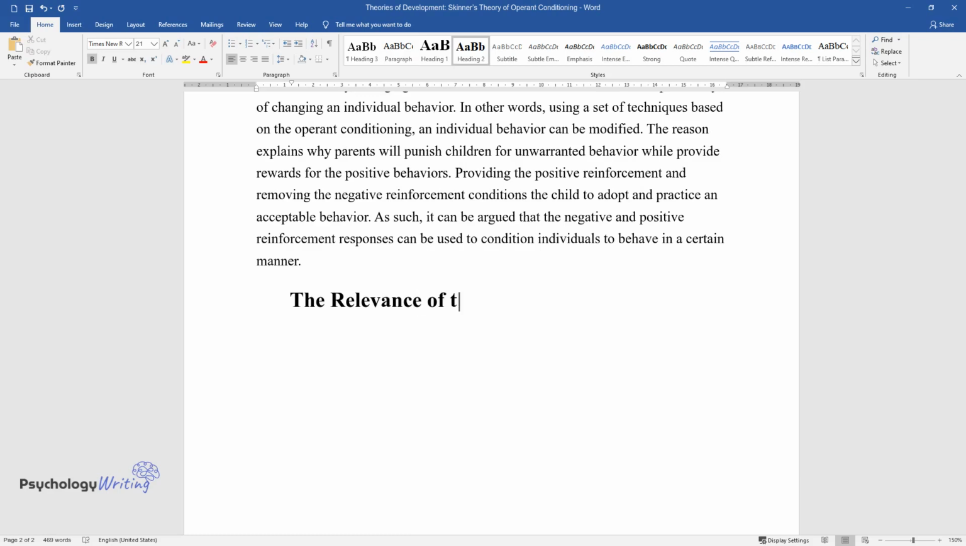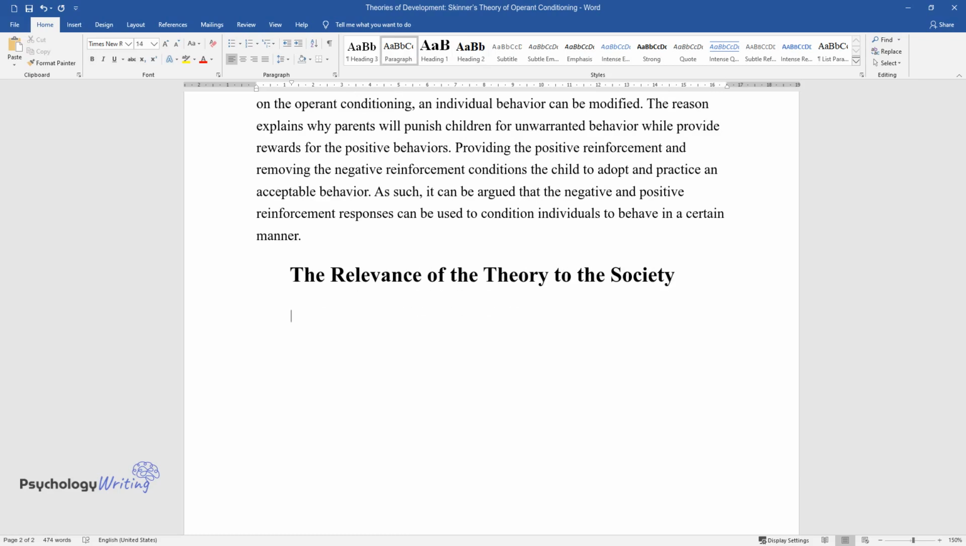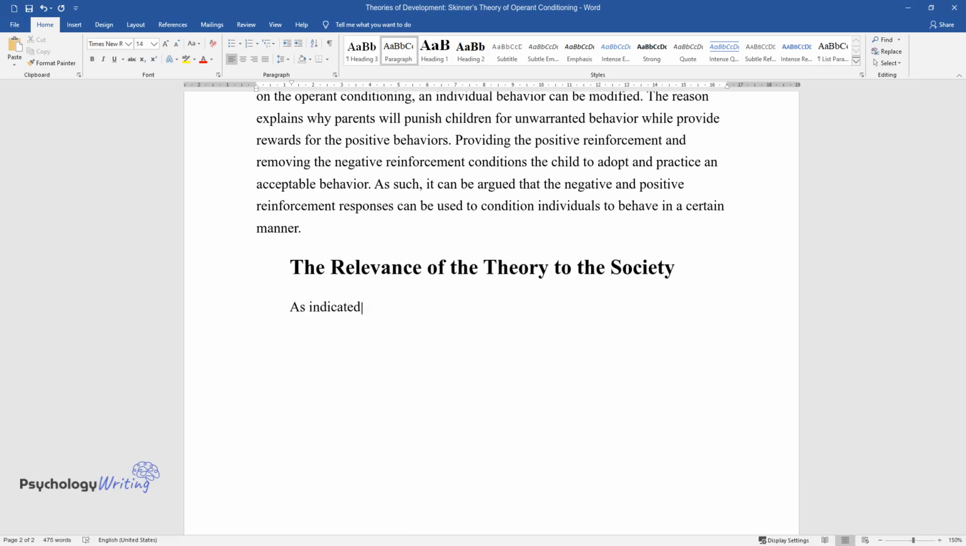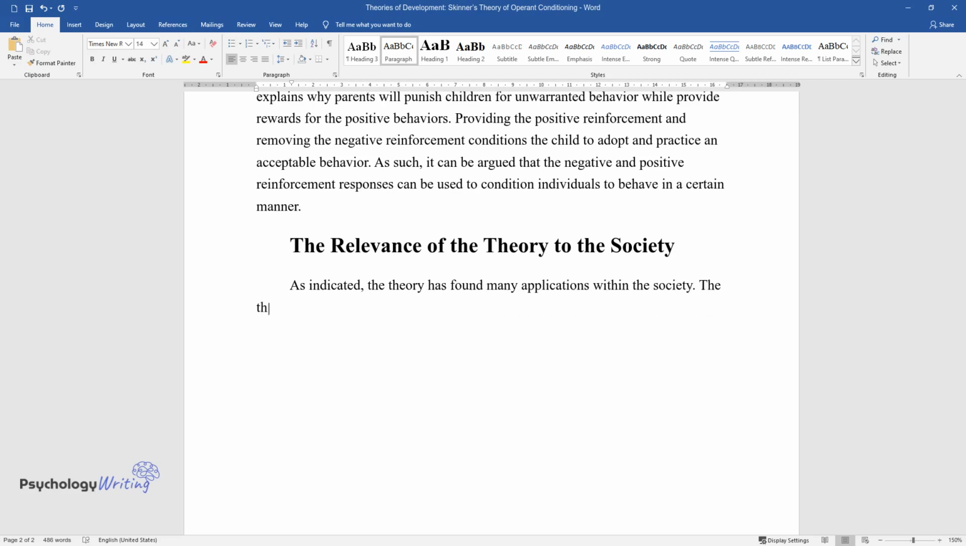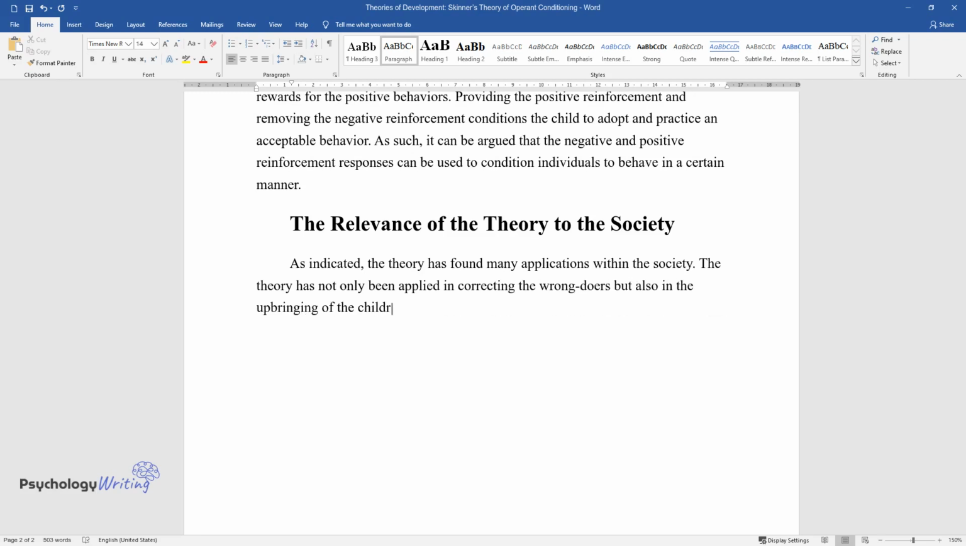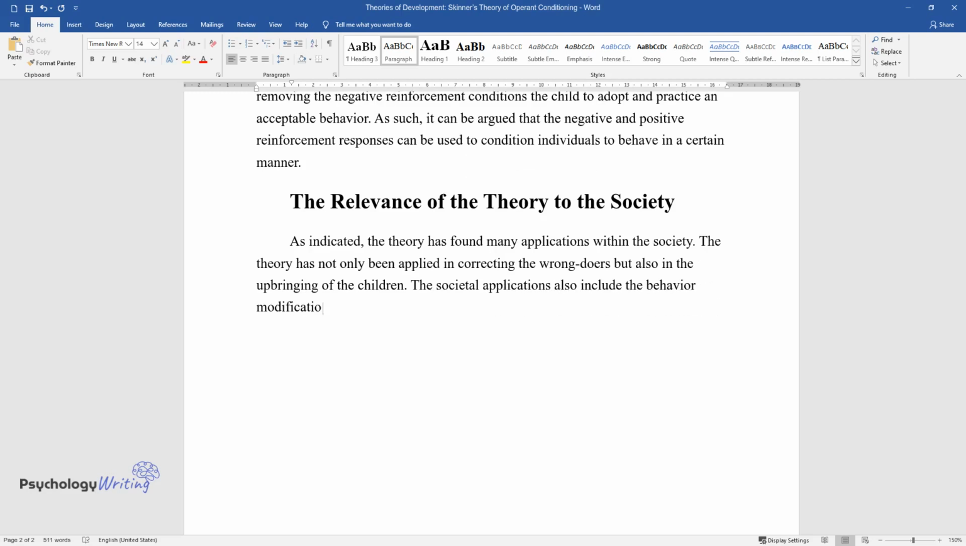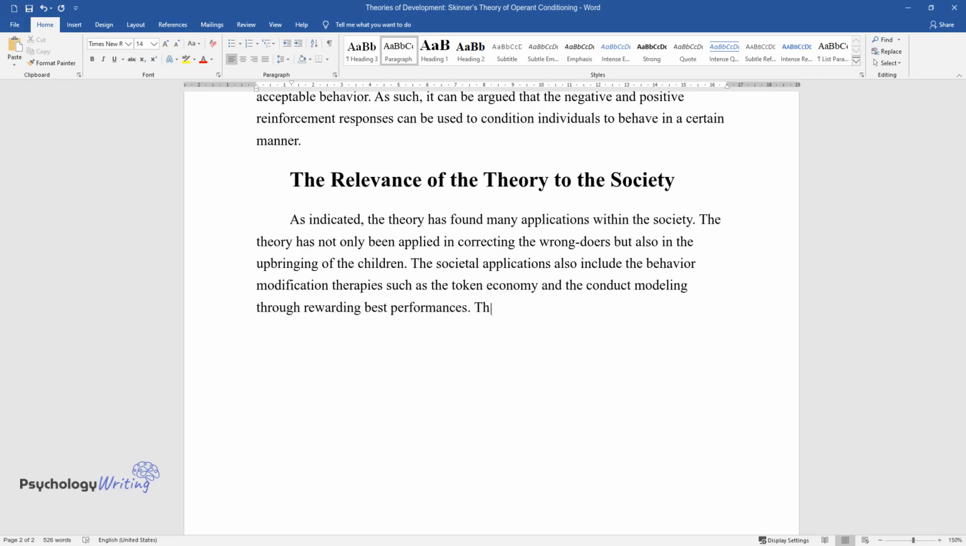The relevance of the theory to society. As indicated, the theory has found many applications within society. The theory has not only been applied in correcting wrongdoers but also in the upbringing of children. The societal applications also include behavior modification therapies such as the token economy and conduct modeling through rewarding best performances. The rewards can either be positive or negative based on the conduct.